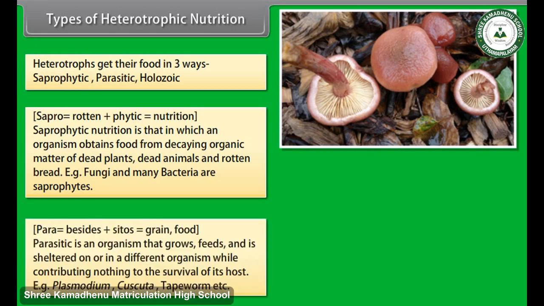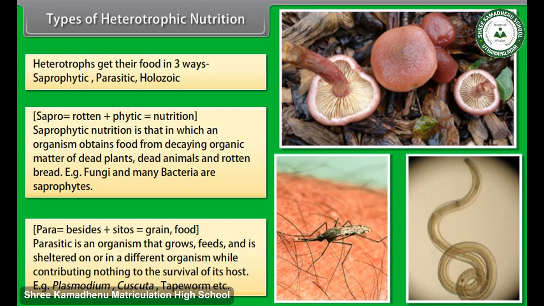Para, which means besides, cytos means grain food. Parasitic is an organism that grows, feeds, and is sheltered on or in a different organism while contributing nothing to the survival of its host. That is, Plasmodium, cuscuta, tapeworm, etc.